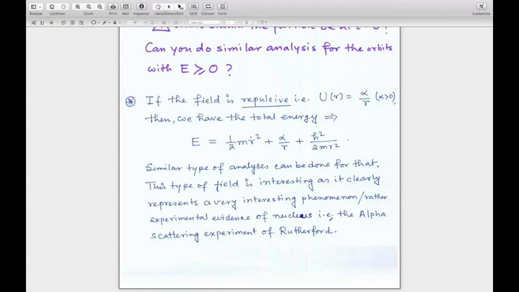So you just try to apply all the formalisms to analyze the orbits and the trajectories and the corresponding conclusions, such as where the particle will be at t equal to 0, at phi equal to 0. This type of small conclusion as well, for this repulsive case.